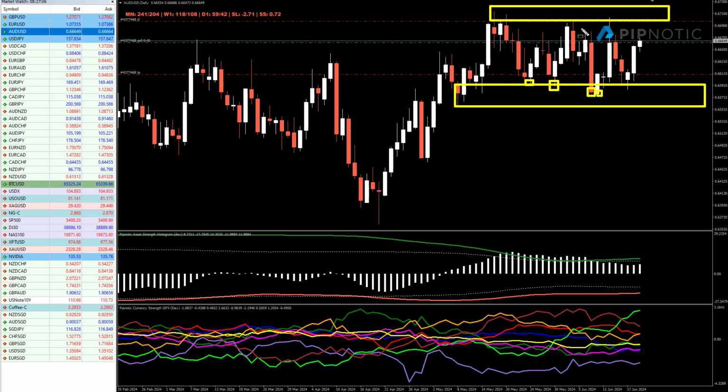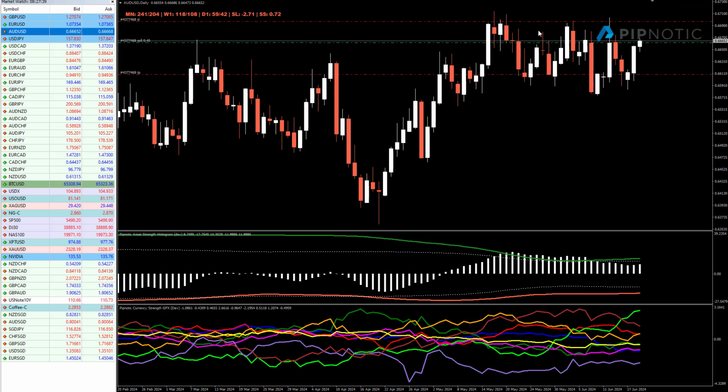And so I'm thinking that we're just kind of moving between those two. I think we'll probably manage to move to the other side of this zone here, but we'll have to wait and see.